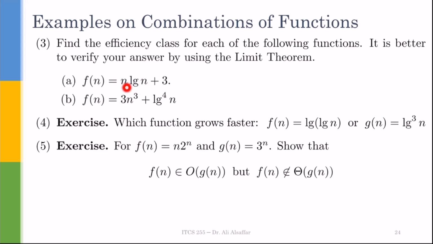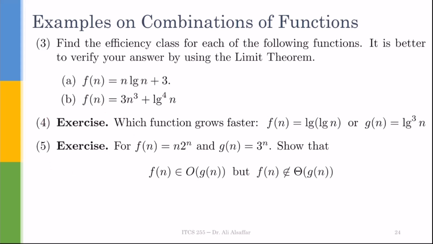Now for 3n raised to power 3, this is a polynomial of degree 3, so it belongs to big O of n raised to power 3. And for the other part, we have already proved that any power of log always belongs to big O of n. So here we have big O of n raised to power 3, and here we have order of n, and using the summation rule we will find that n raised to power 3 grows faster, so it belongs to the polynomial of degree 3 class. So the efficiency class is polynomial.